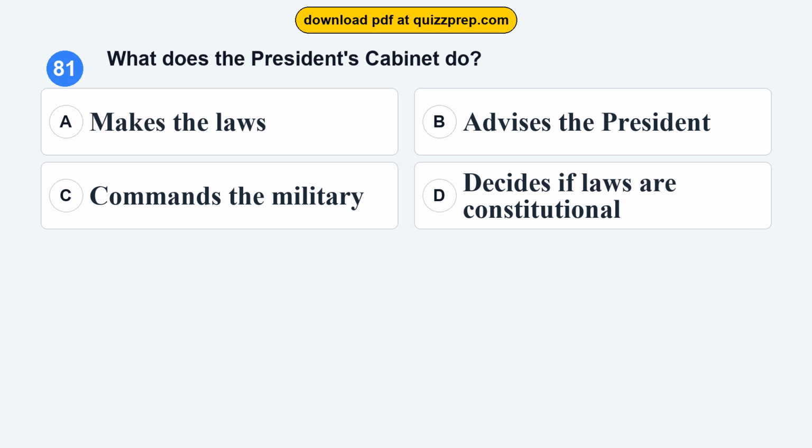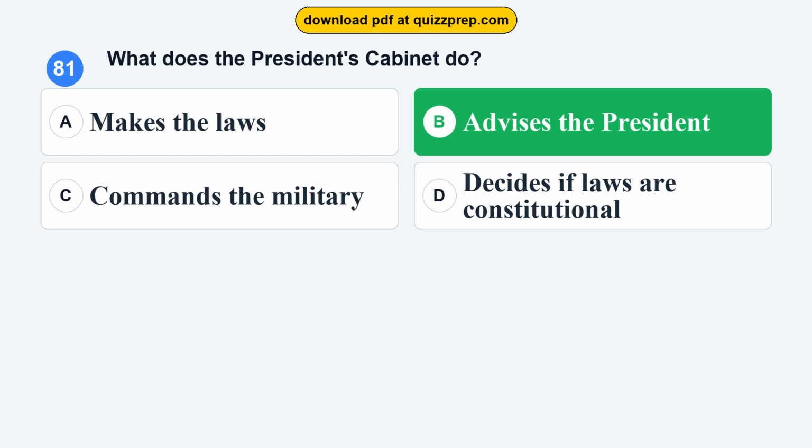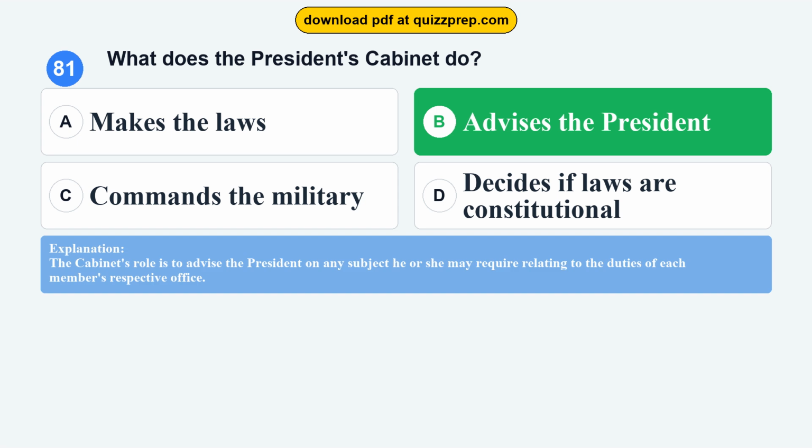Question 81. What does the President's Cabinet do? Option A, makes the laws. Option B, advises the President. Option C, commands the military. Option D, decides if laws are constitutional. The correct answer is option B, advises the President. The Cabinet's role is to advise the President on any subject he or she may require relating to the duties of each member's respective office.